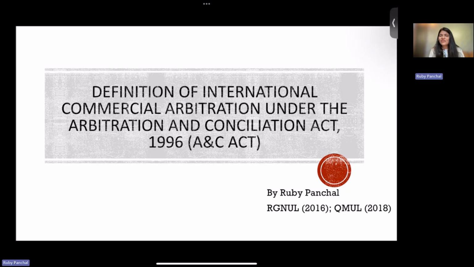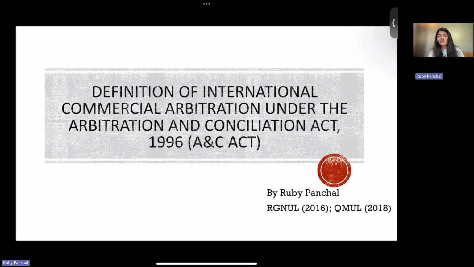So you must be thinking that the definition of ICA, or International Commercial Arbitration, is already there in Section 2(1)(f) of the A&C Act. So why do we need to dive into this question further? Or is this issue any deeper than the mere interpretation of that definition provided in the Act? And the answer to that is, in fact, yes. In order to appreciate or answer this issue, we need to understand the very structure of the A&C Act.